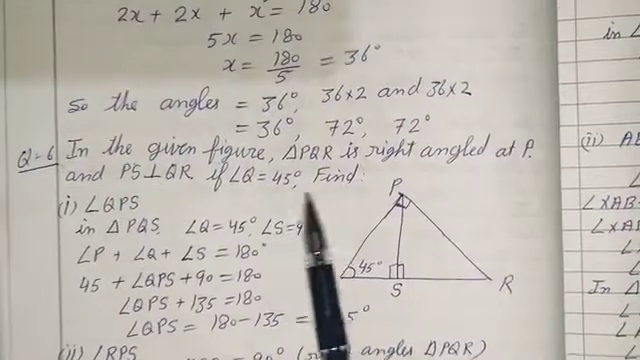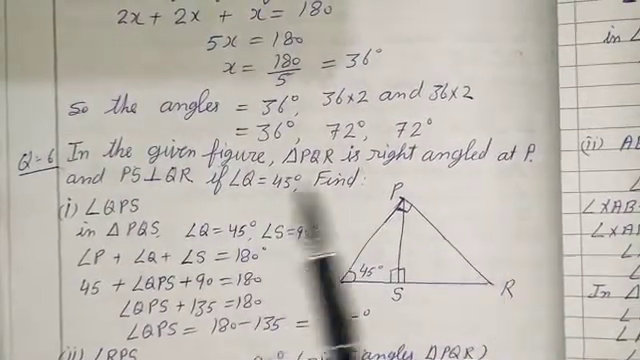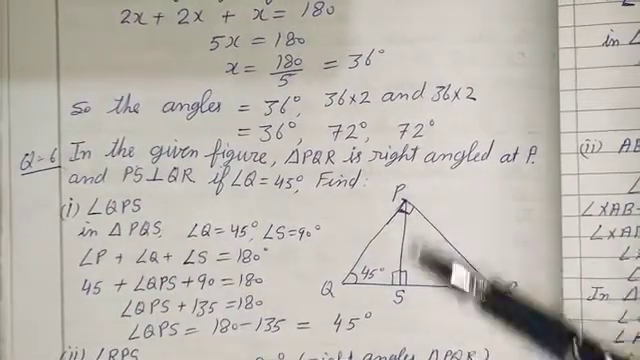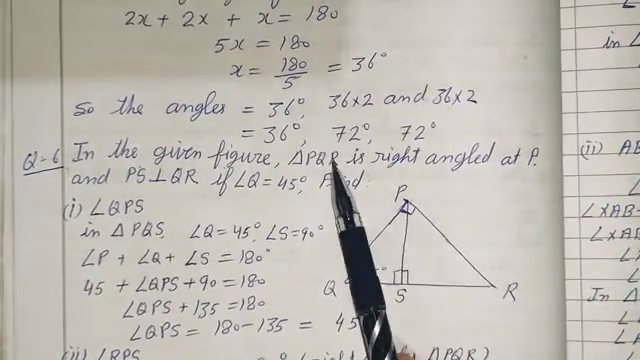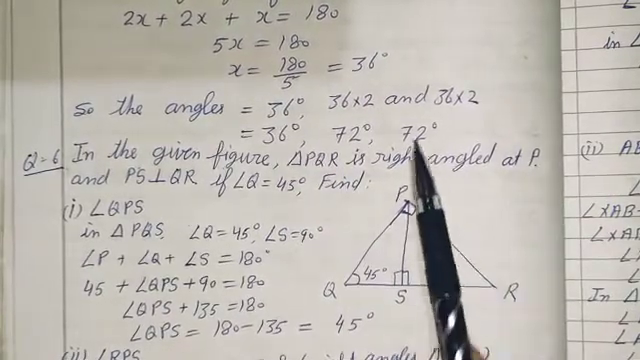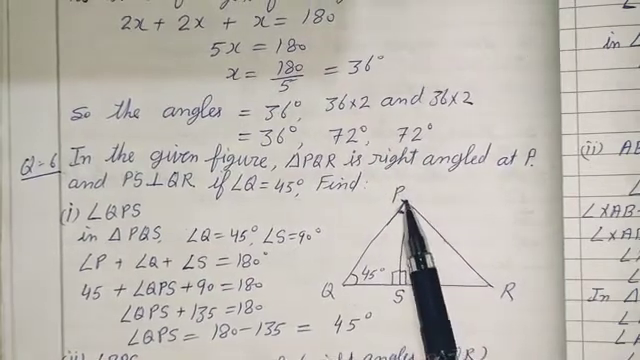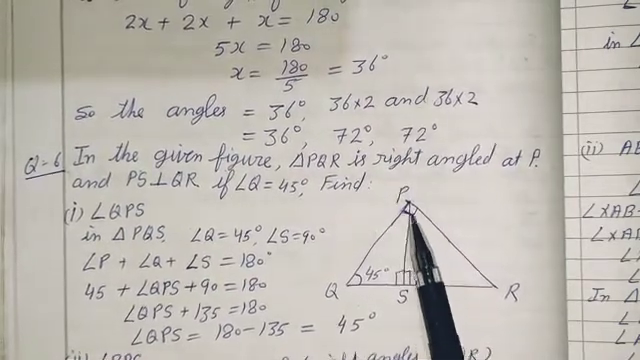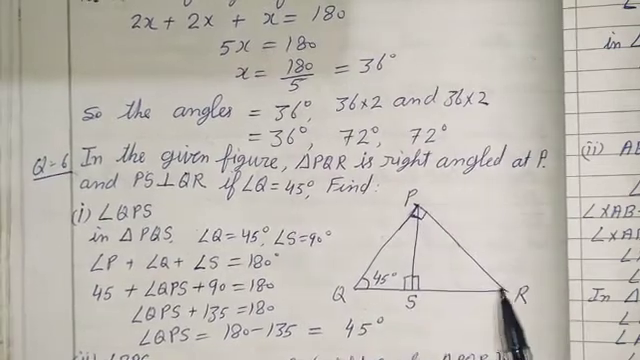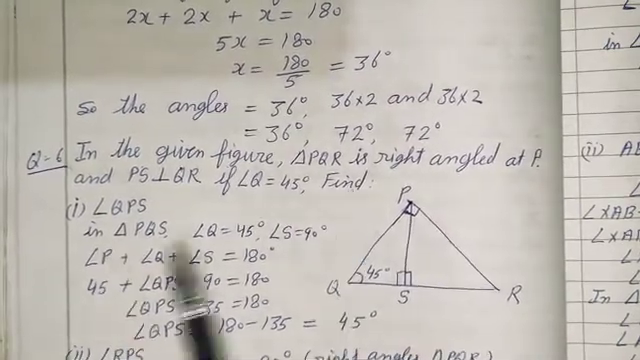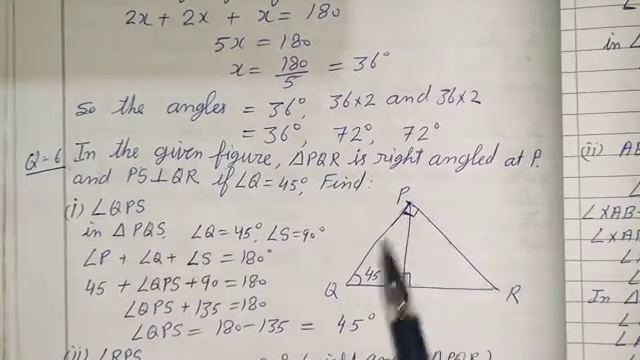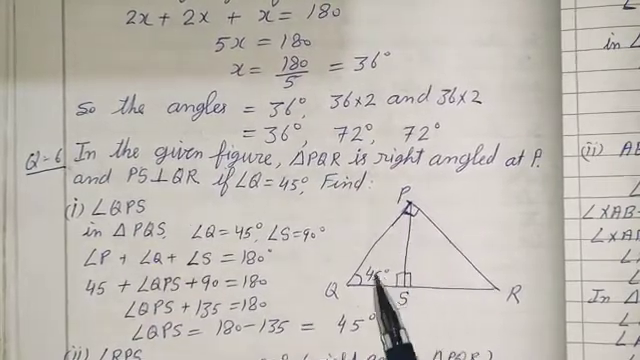In the given figure, triangle PQR is right angled at P and PS is perpendicular to QR. PS is perpendicular to QR means these angles are 90 degrees, and PQR is right angled at P means the 90 degree angle in triangle PQR is at vertex P. So this angle is 90 degrees. Since PS is perpendicular to QR, it is also 90 degrees. So we have to find angle QPS. In this triangle we have to find the angle.